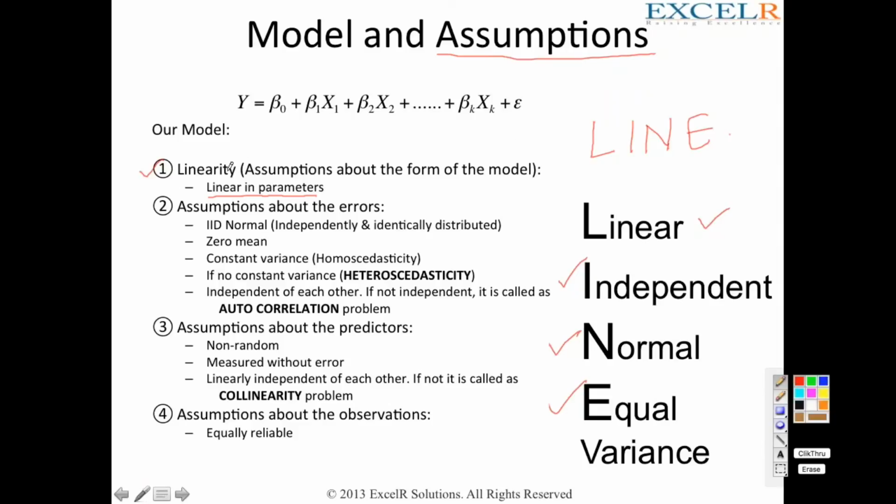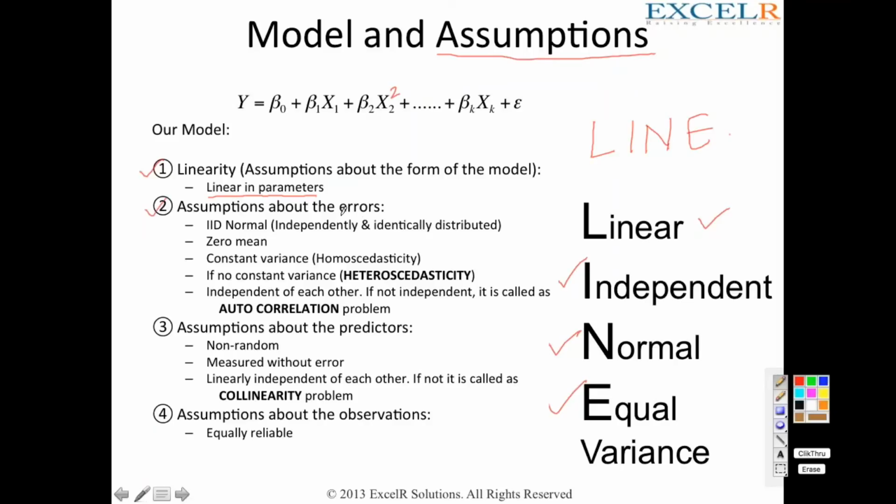Okay, so that means these coefficient values should enter linearly into the equation. I can put a square here. It will become quadratic. But what I'm interested in is whether these coefficient values or parameters or estimates are entering linearly into the model. Of course, the scatter diagram is the best bet for that.